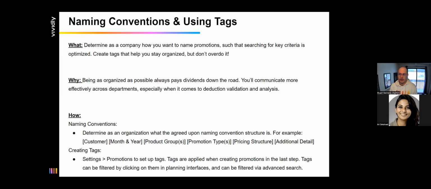And then tags is another easy aspect here. I could create a tag for off shelf, let's say. And then whenever I'm running an off shelf promotion, I put that tag in. In the system, I could search for that tag. I could click on that tag and immediately filter down to all my off shelf promotions, whatever it may be.